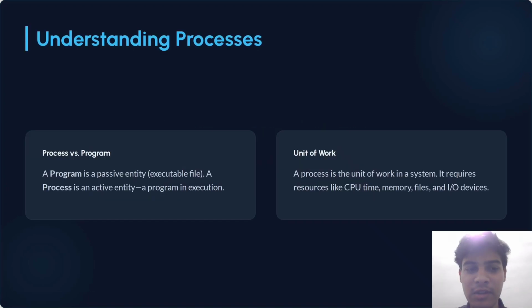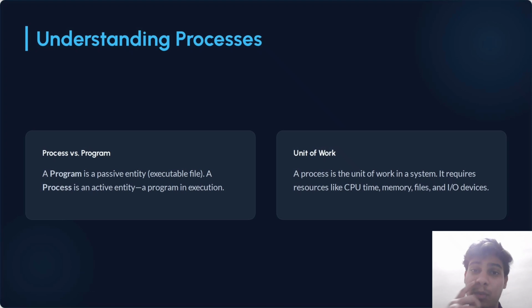Understanding processes. Process versus program. A program is a passive entity, an executable file. A process is an active entity, a program in execution. Unit of work. A process is the unit of work in the system. It requires resources like CPU time, memory, files, and input-output devices.